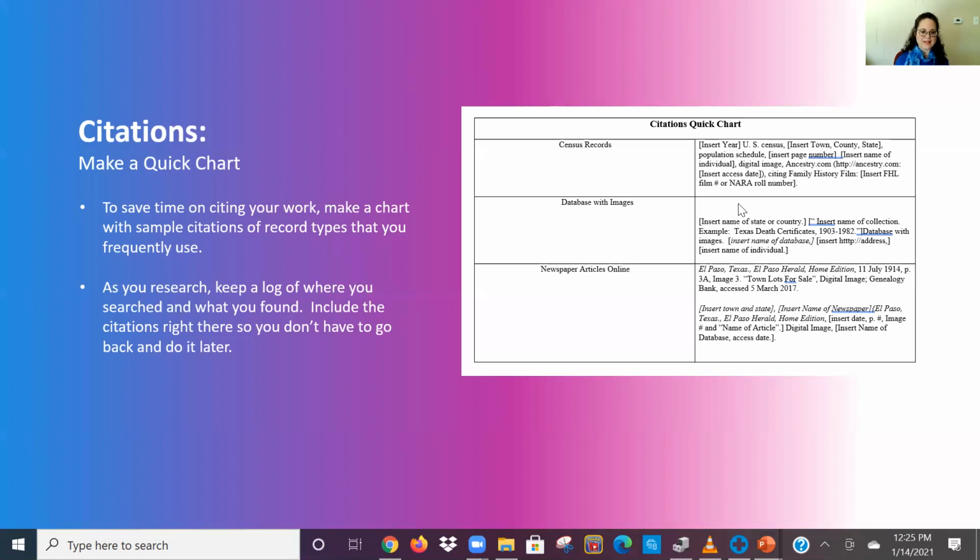So this is just one of my tips. So make a chart to help you, and that way when you actually get to writing, it saves you a lot of time, and it helps keep your formatting consistent. So I hope that you find that helpful, and I think it should help get things moving a little bit faster when it's actually time to write your paper.